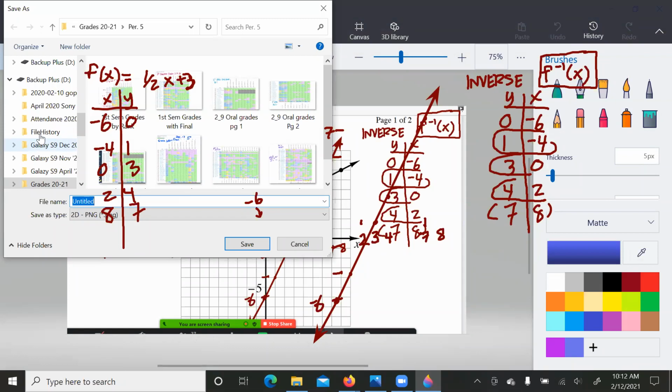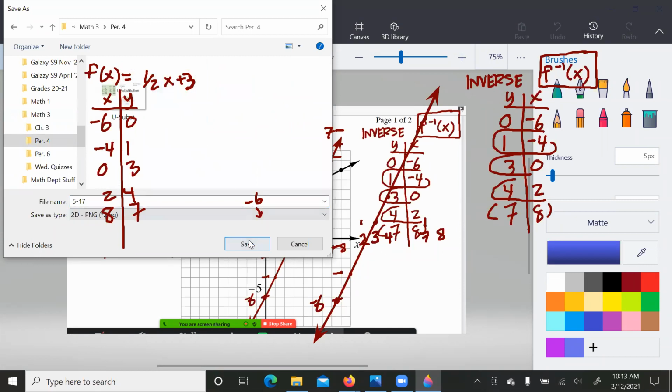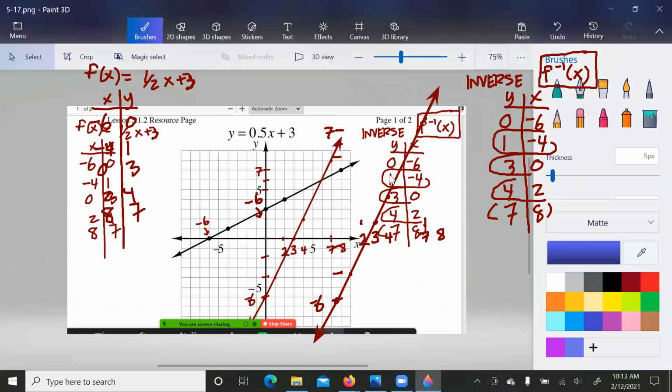What do I want to label this as? What is this? Problem number 5-17. Let's see. It lets me save it as, and I don't want to save it there. I want to save it under math 3, period, I'll just put period 4, save. Okay, so that's one way to save your work, right? Because I'm going to erase all this stuff, so that's why I had to save it.